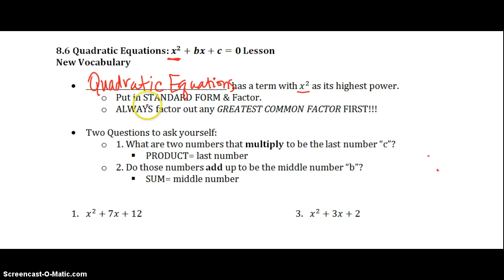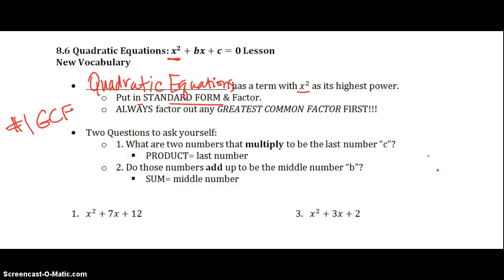So a couple of things you need to remember is to put it in standard form before you start factoring. And the step number 1 thing to look for is always the greatest common factor. That is step 1 of factoring. Find the greatest common factor. I passed out in class today sort of a step-by-step for how to factor.